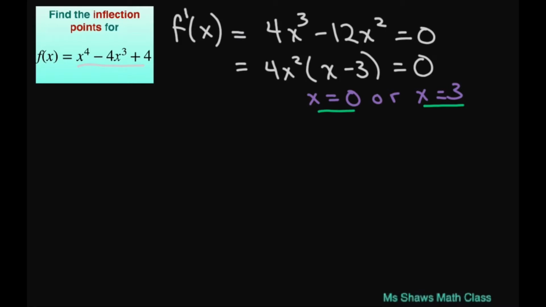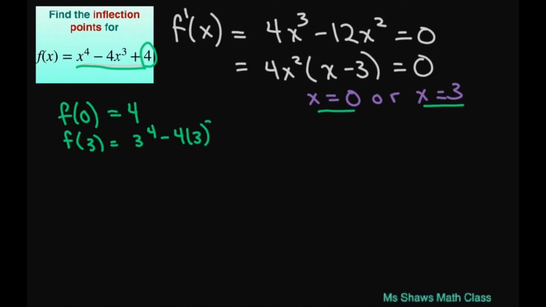Now let's go ahead and see where this occurs. f of 0, you just substitute in 0, you're just going to get 4, your y-intercept here. And f of 3 is going to equal 3 to the 4th power minus 4 times 3 cubed plus 4. And that's going to equal negative 23.